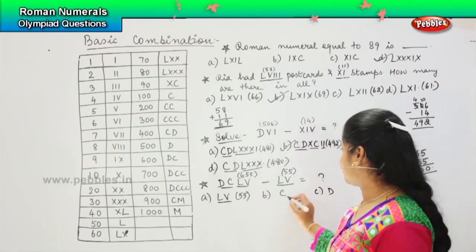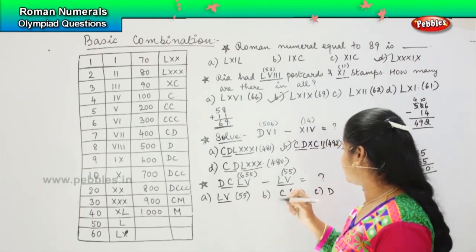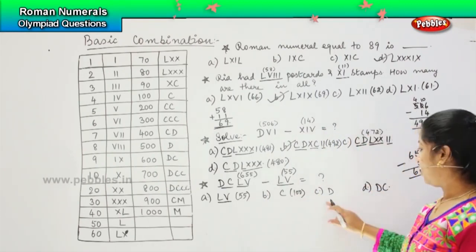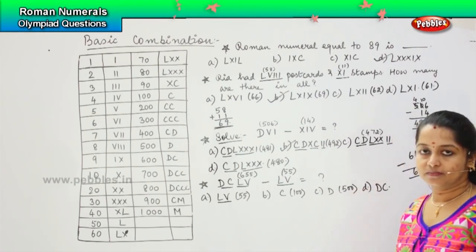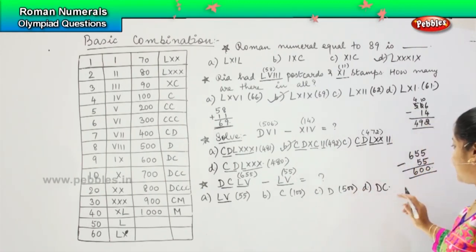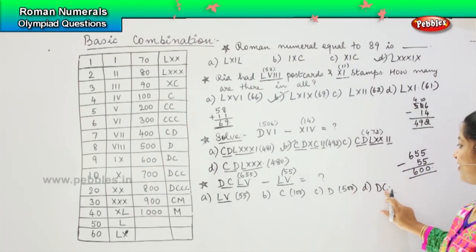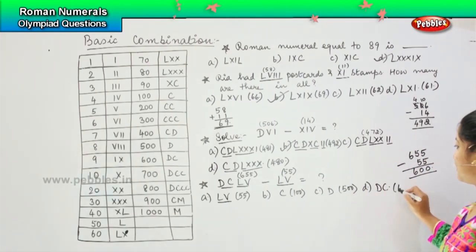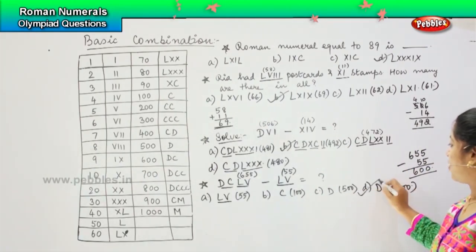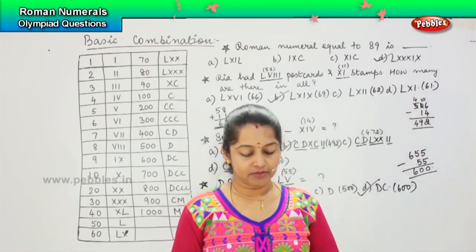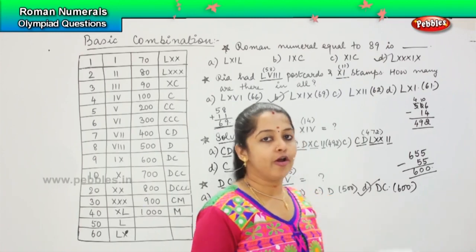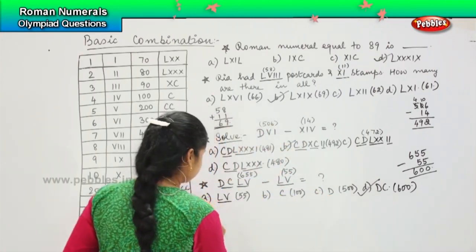No. Next is C. C means 100. Is this the answer? No. Next is D. D we know it is 500. Is this the answer? No. DC. DC is how much? 500 plus 100, it is 600. So, option D, DC is the right one. Clear? So, the last question of this pattern.